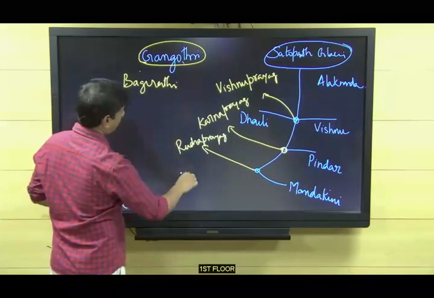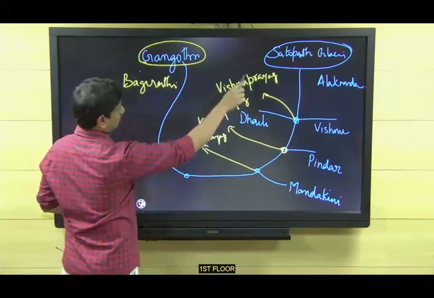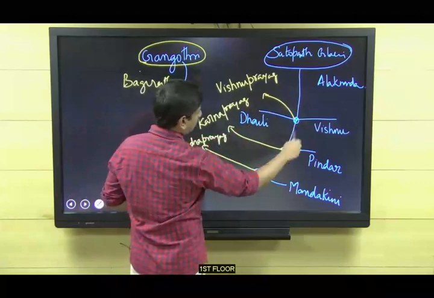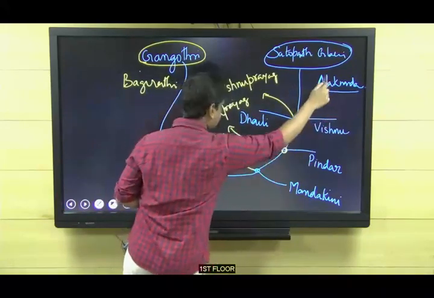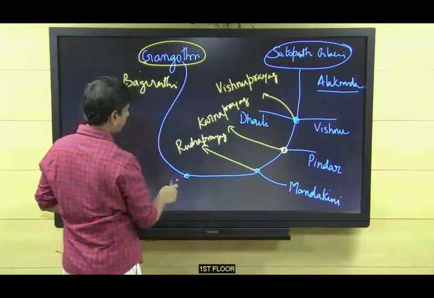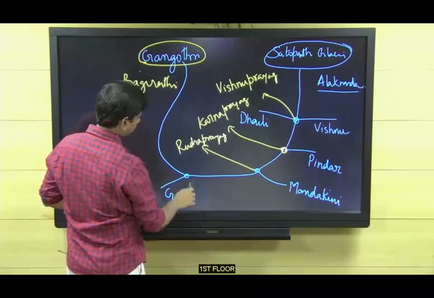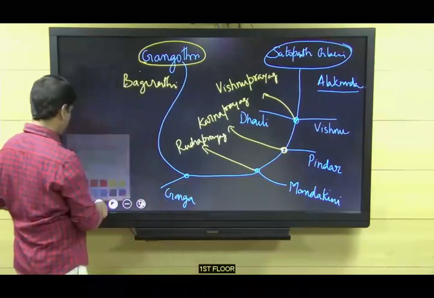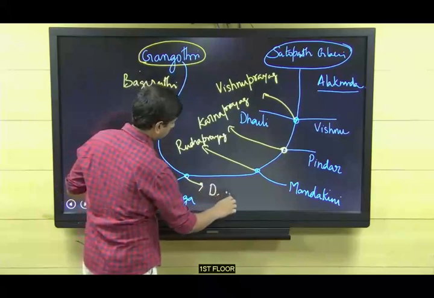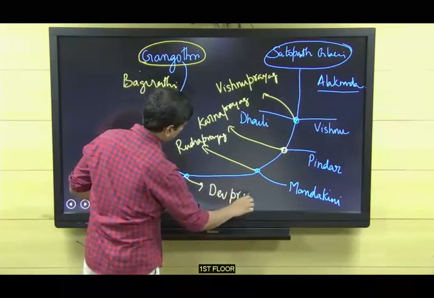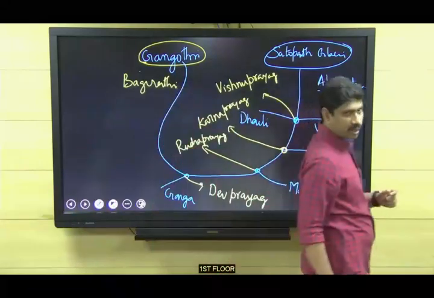So after all these things, and always after some tributaries come and fall in Alaknanda, Alaknanda is called Alaknanda only. Okay. After this point, it is known as Ganga. This point is known as Devprayag. I hope it is clear.